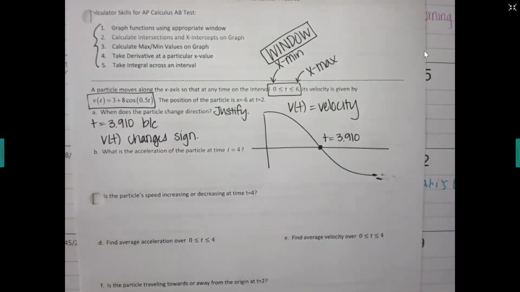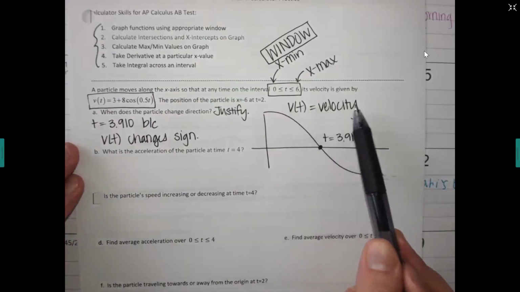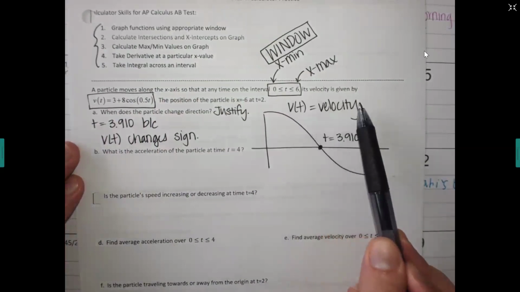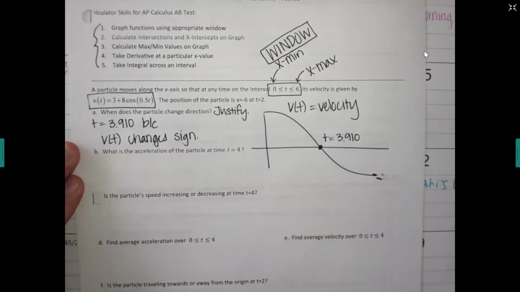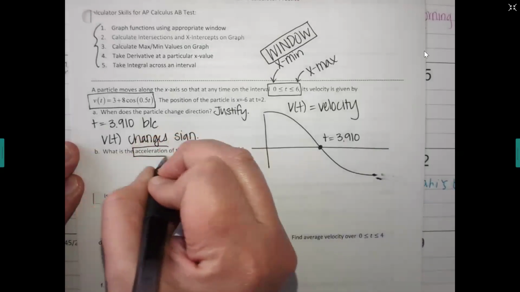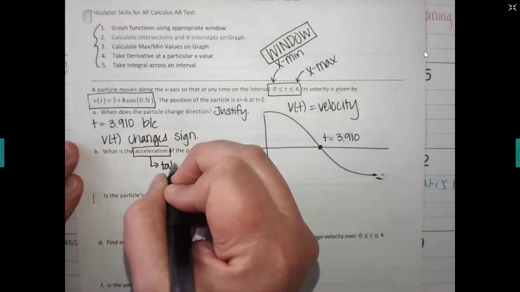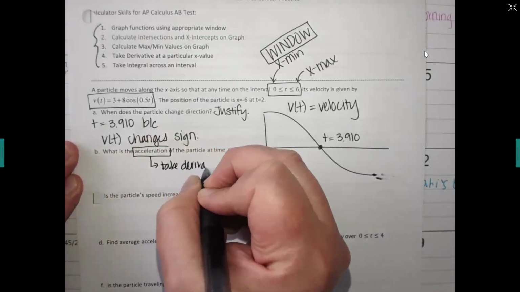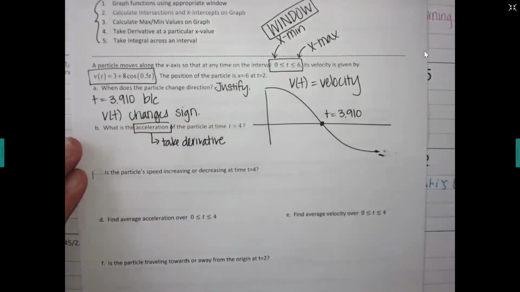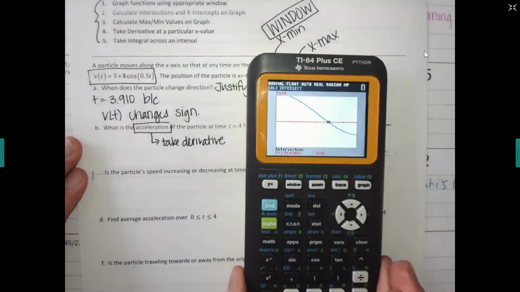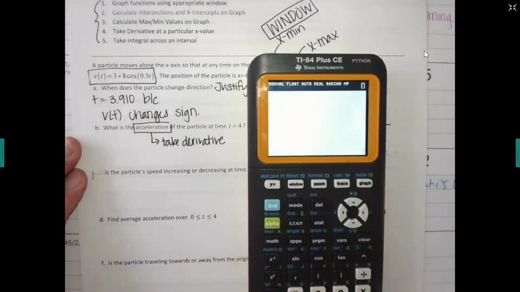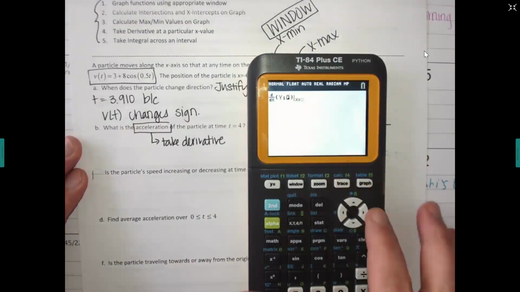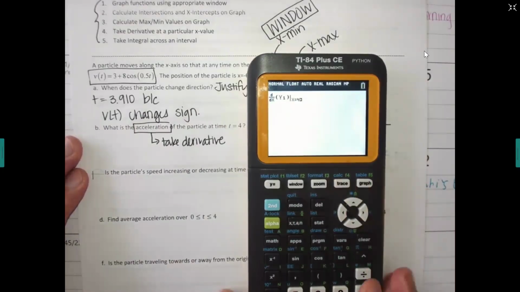The next question that you're asked to find is the acceleration at 4. If this is velocity, what do I need to do for the acceleration? Take the derivative. Very good. So if I have acceleration, I need to take the derivative, which is math what in the calculator? 8. Very good. So I'm going to exit out of my graphing screen, and I'm going to do math 8, d/dx, alpha trace y1. I want the derivative at 4.